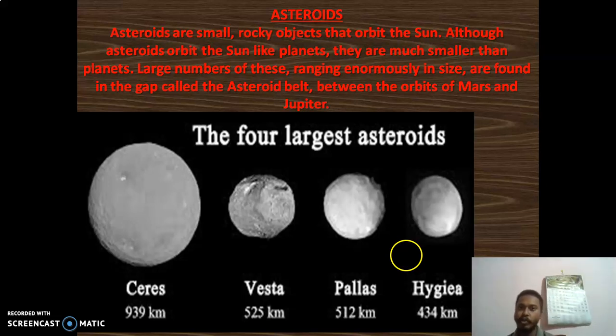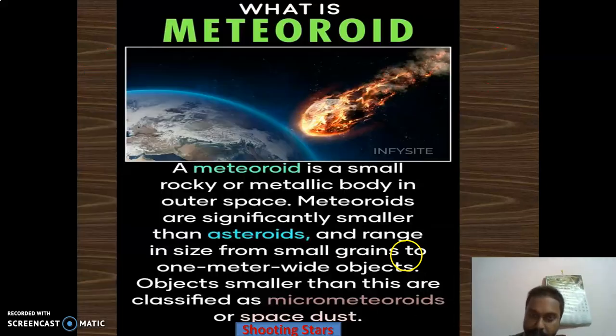So asteroids are small rocky objects that orbit around the sun. They are basically found between the orbits of Mars and Jupiter, where they are known as the asteroid belt. Next is meteoroid. What is a meteoroid? A meteoroid is a small rocky metallic body, but they are significantly smaller than asteroids. They range in size from one grain to one meter wide objects.